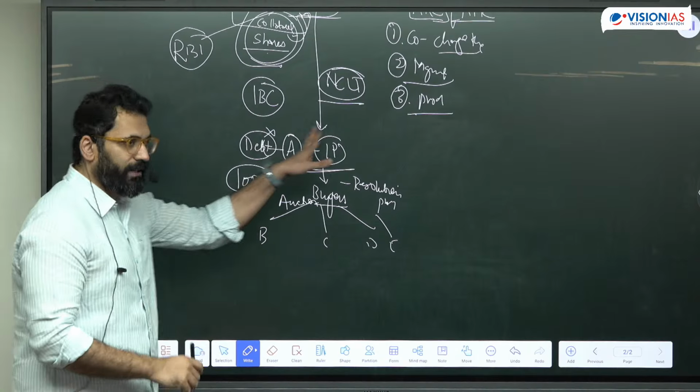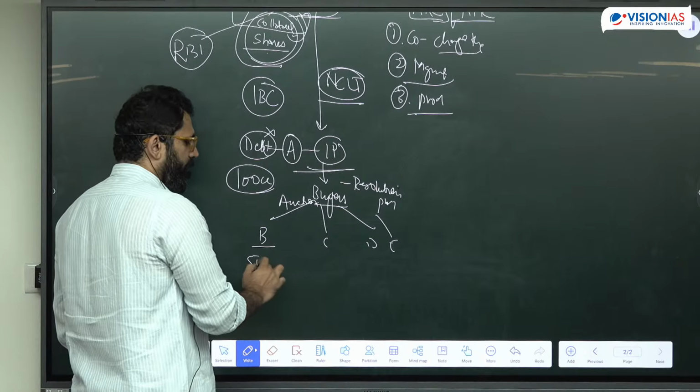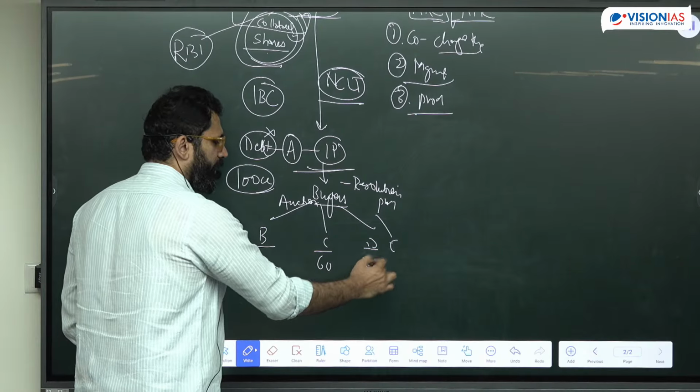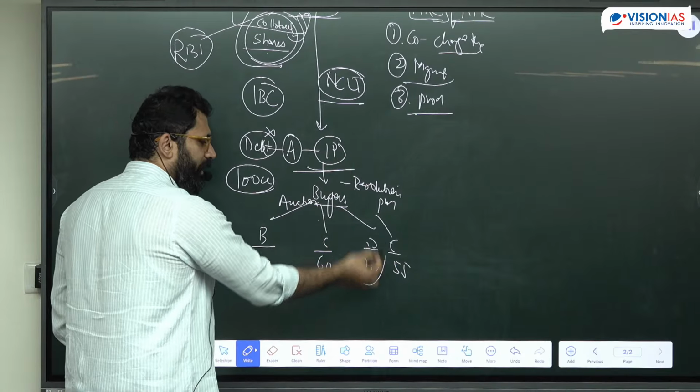So now I'm selling the company to a new bidder. How much recovery are you going to give? B says I will give 50. C says I will give 60. D says I will give 55. This insolvency professional, through market auction, selected D.